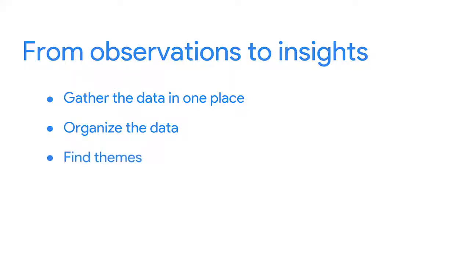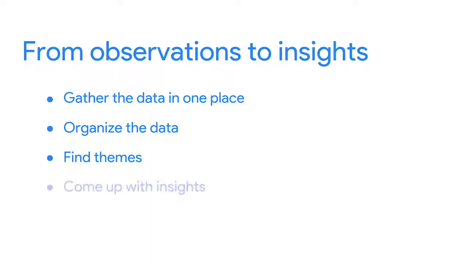Step 3, find themes in the data. One of the key goals of user research is to identify themes that are common across participants. These themes help us to turn our data into insights about the users. You'll find that UX designers and researchers often use the words, patterns, and themes interchangeably. Technically, they're a little different, but for the sake of simplicity, we're just going to use the word theme.